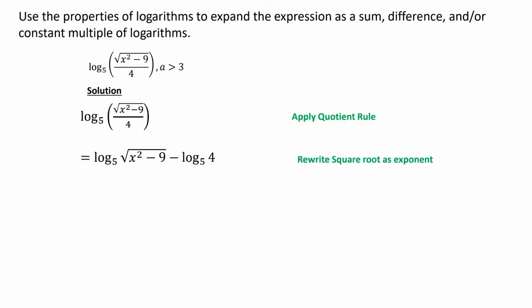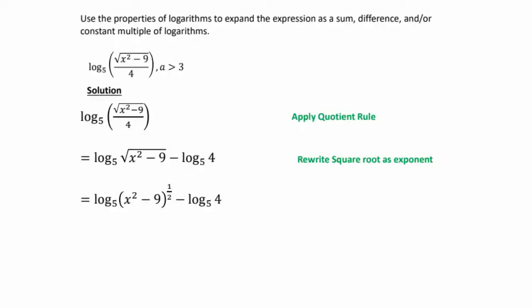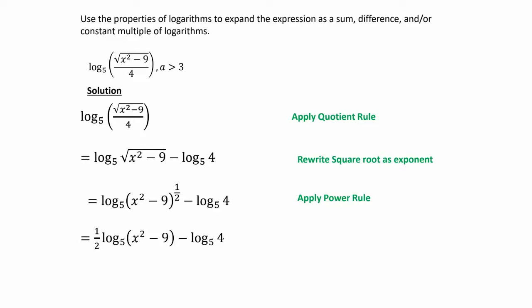So what I see now is, do I have any exponents? And the answer would be yes. The square root can be written as an exponent. The square root is represented by a half. And by doing this, I can now apply my power rule: if I have an exponent, I multiply that exponent to the log. So this is going to give me 1/2 log of base 5 of x squared minus 9, minus the log of base 5 of 4.